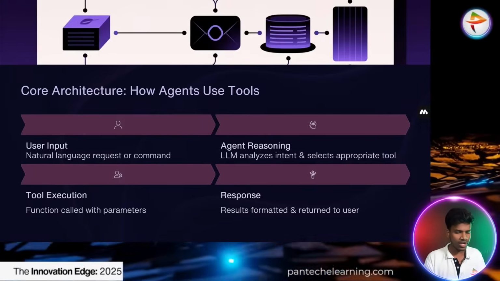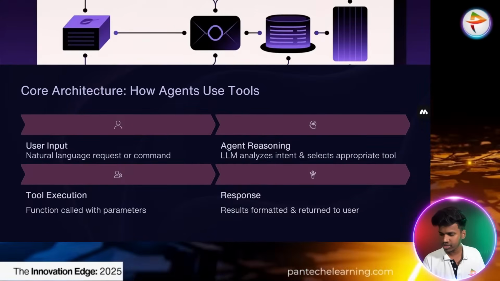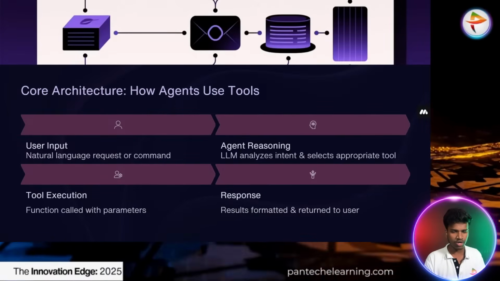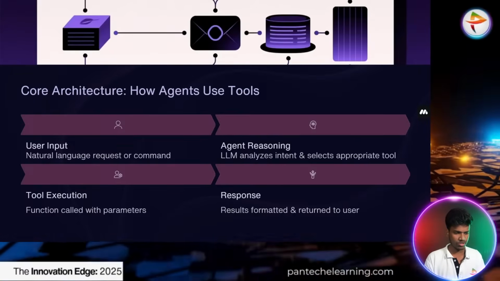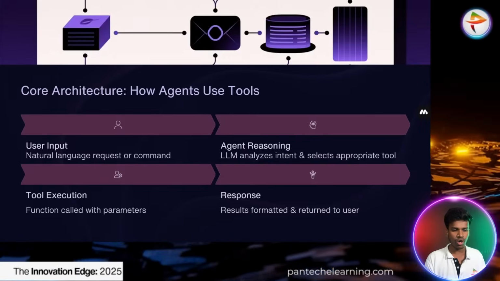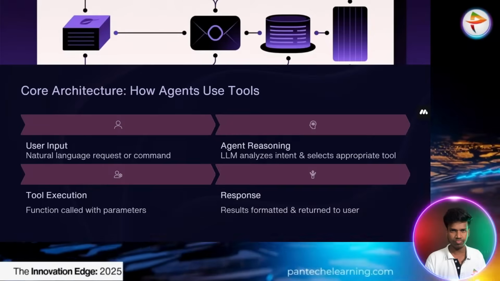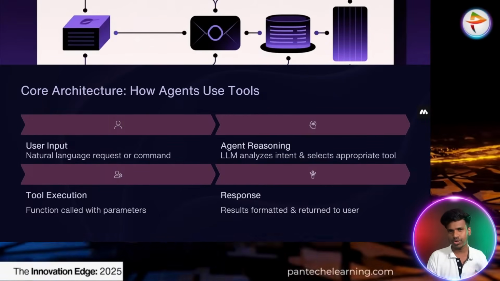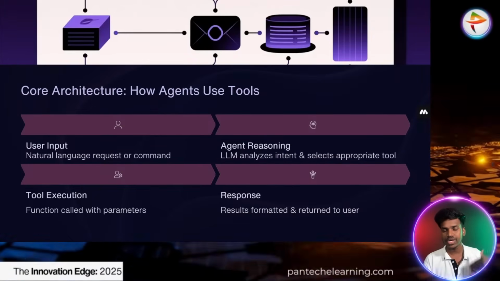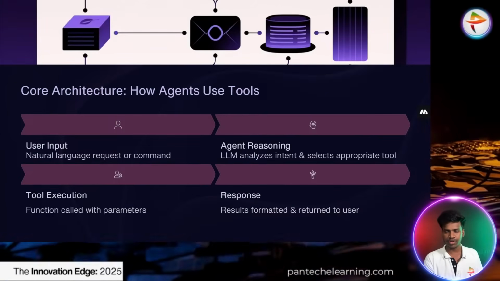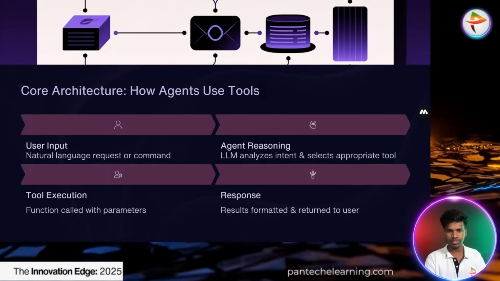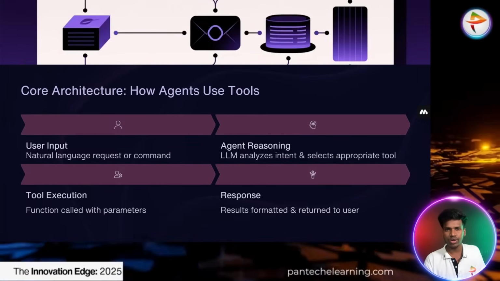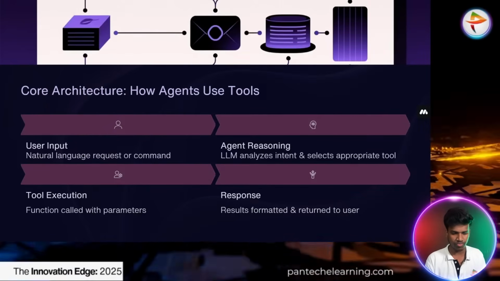Next, core architecture: how agents work with their tools. User input, agent reasoning, tool execution, and response. User input means the natural language request or command. With the help of a UI, like Gradio or Streamlit, we enter the user's input. To create a chatbot, we need a UI, an interacting platform. There we initiate Streamlit or Gradio or any one kind of thing. That is the user input.